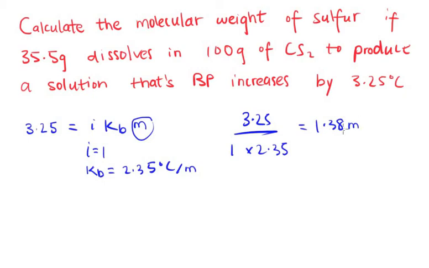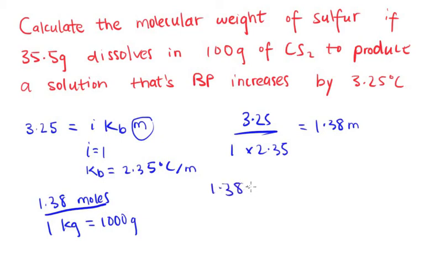Now all this is, if we convert it into moles and grams based on our definition, 1.38 moles of solute, or sulfur, divided by 1 kilogram of solvent. This can also be written as 1,000 grams, because we have to keep looking at our end goal. We want to find the molecular weight, so we have to convert it into things that we know molecular weight is, which is grams per mole. So we're just using the definition to our advantage. Now we know it's 1.38 moles per 1,000 grams.